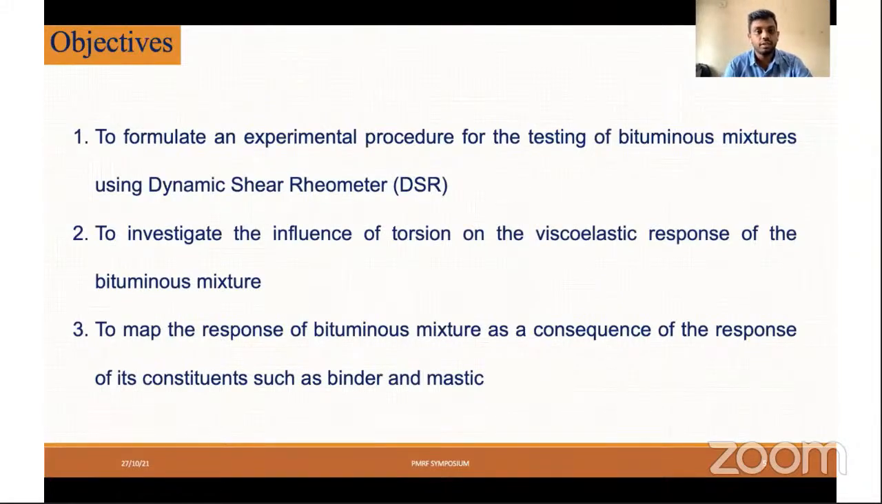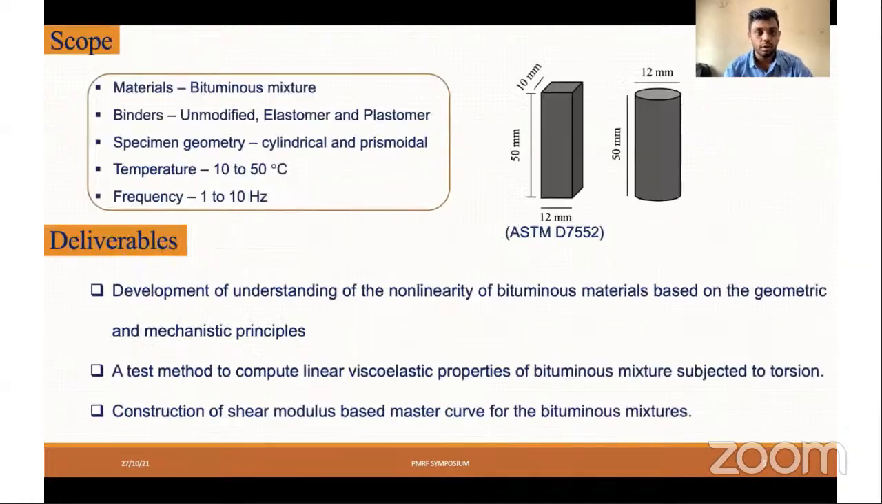The first objective deals with fabricating the samples and formulating an experimental procedure for the testing of bituminous mixtures using the dynamic shear rheometer, and also investigating the influence of torsion on the viscoelastic response of the bituminous mixture at different test temperatures, frequencies, and strain amplitudes. And further, to map the corresponding response with that of the constituents of the bituminous mixture, such as binder and mastic, and also with the bituminous mixture in uniaxial tension or axial loading conditions.